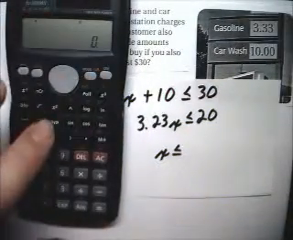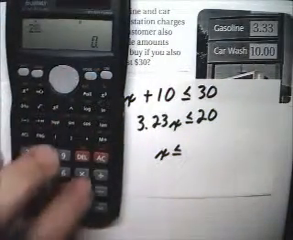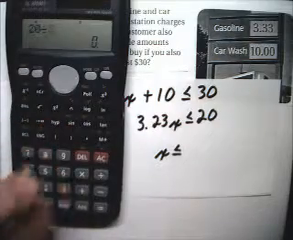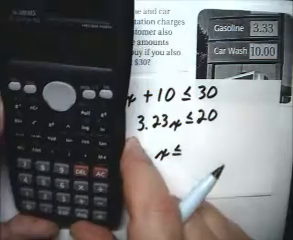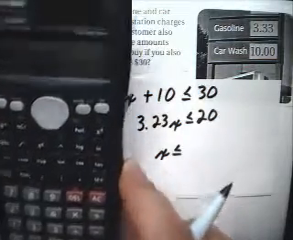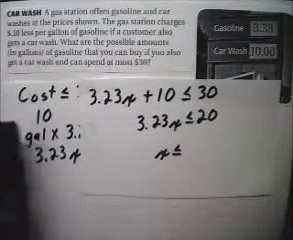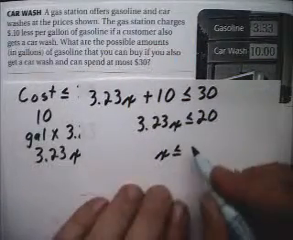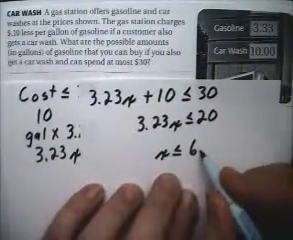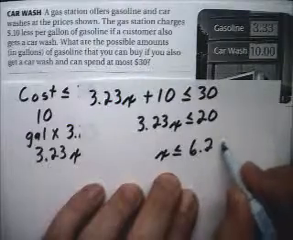So 20 divided by 3.23 equals 6.19. And I guess I'll round that to 6.2. So it's got to be less than or equal to 6.2 gallons.